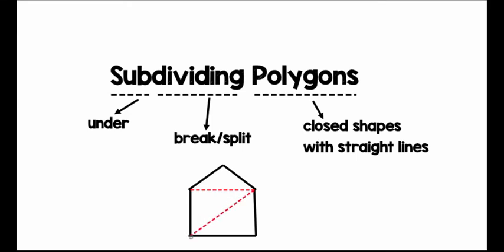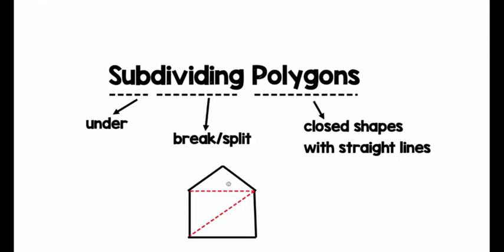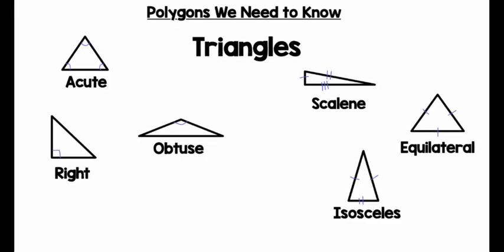I could further subdivide this polygon, and now I have 2 scalene triangles and 1 isosceles triangle. There are other ways that you could subdivide this polygon. That's just one example. In order to subdivide polygons and identify the shapes that are within them, we really need to know certain polygons. So there are 6 types of triangles. I have videos on this that I will link below to go more in depth.